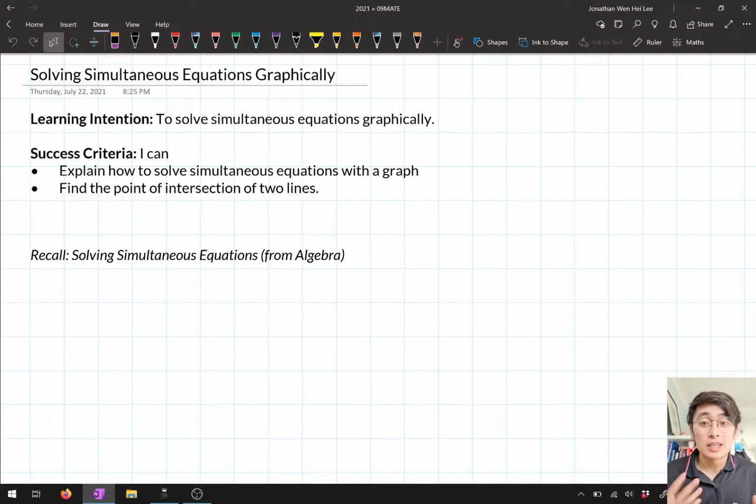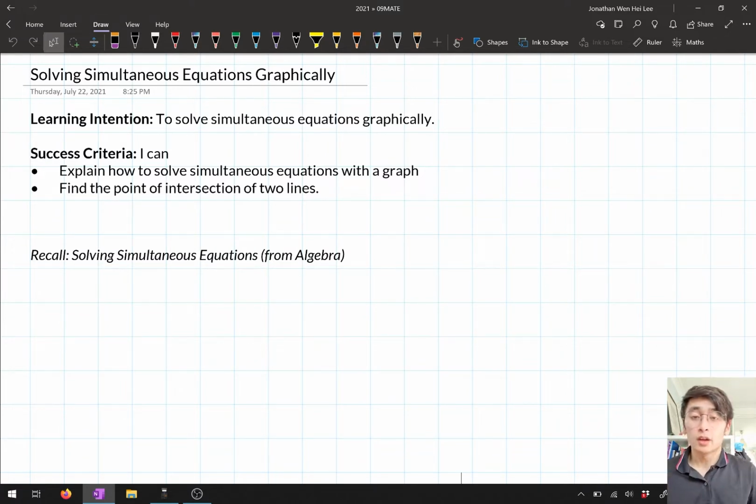In this lesson we're continuing with our topic of linear relationships and we're going to be talking about solving simultaneous equations graphically. So by the end of this lesson, we want to be able to explain how to solve simultaneous equations with a graph and find points of intersection of two lines.